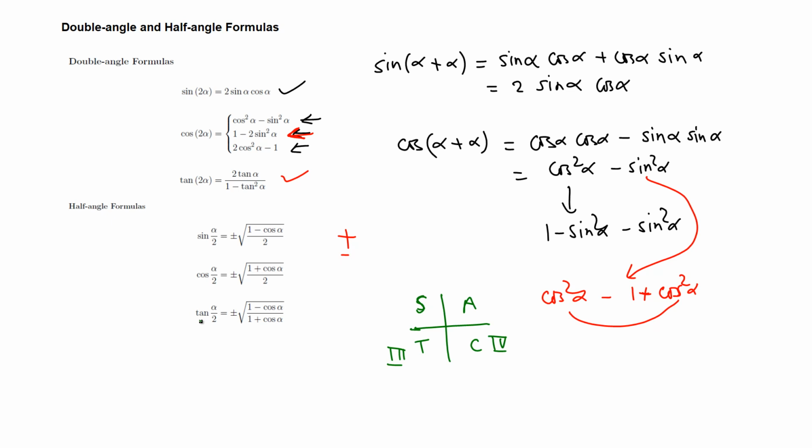Okay, and tangent alpha over 2, tangent is pretty much the ratio of sine and cosine, and you get this part. And these formulas will be provided in this course during the test. Okay, look at the examples using these formulas in the next videos.